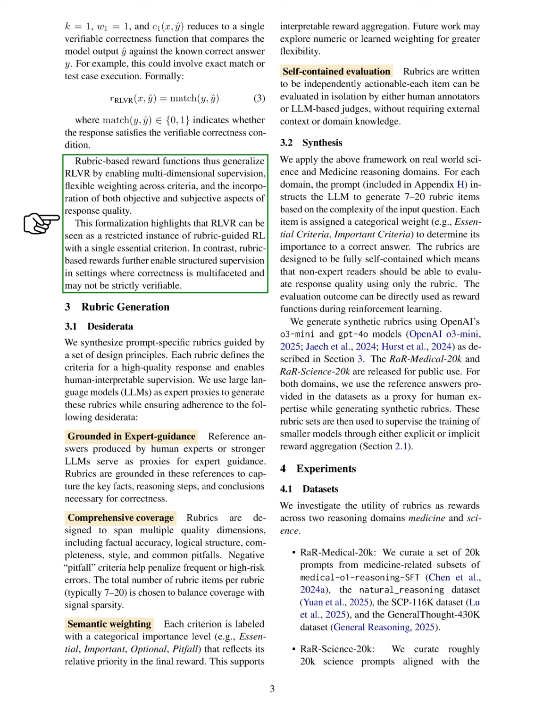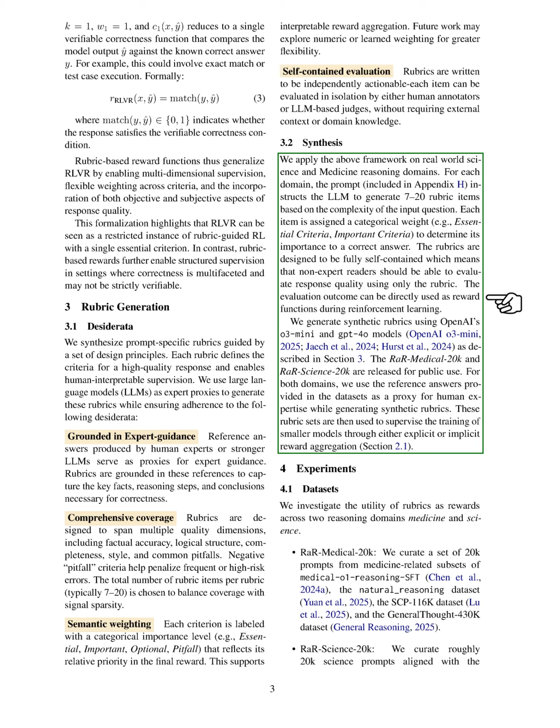We apply this framework to real-world domains like science and medicine. For each domain, we instruct the model to generate 7 to 20 rubric items based on the complexity of the input question, assigning categorical weights to indicate their importance. These rubrics are designed to be self-contained, allowing non-experts to assess response quality. The evaluation results serve as reward functions in our reinforcement learning process. We generate synthetic rubrics using specific models and release datasets for public use, using reference answers as a guide for creating these rubrics. These sets help train smaller models through either explicit or implicit reward aggregation.